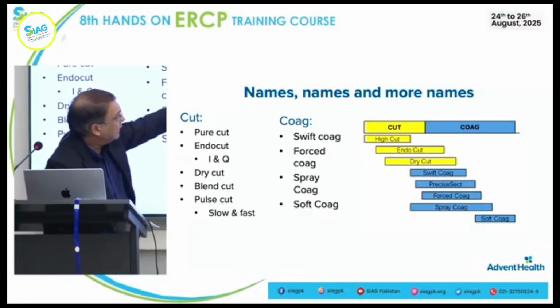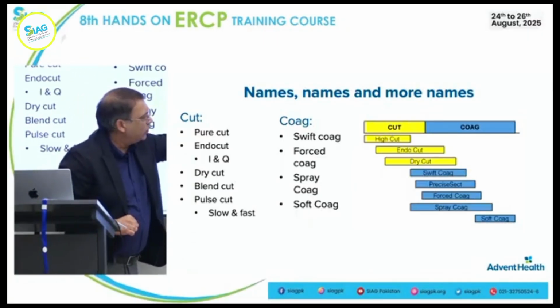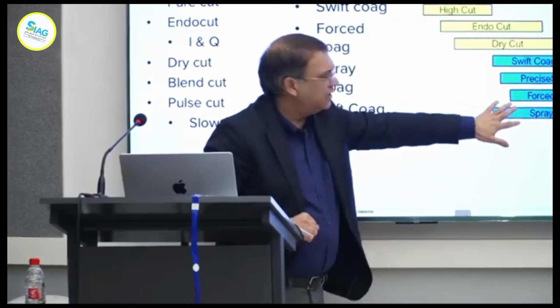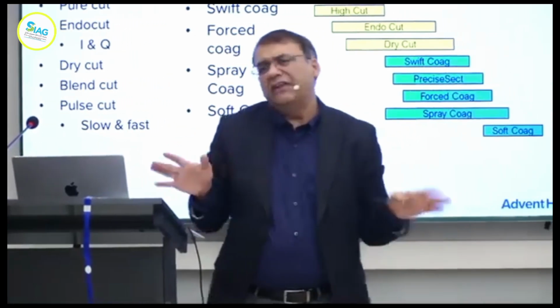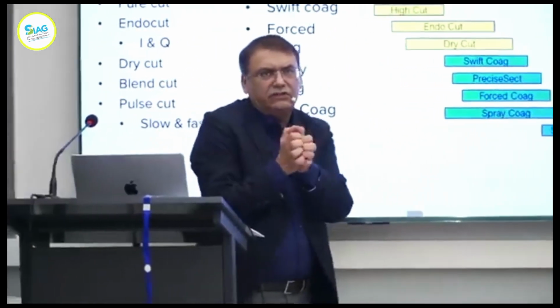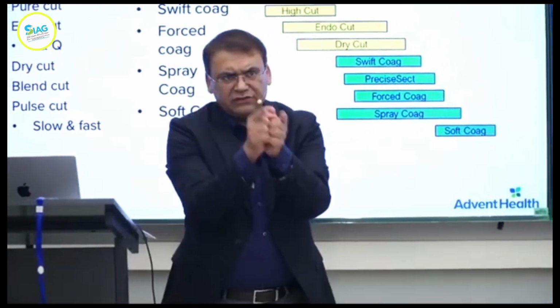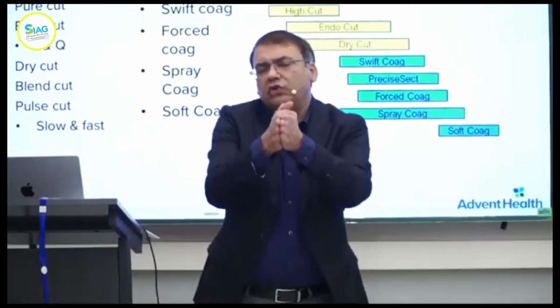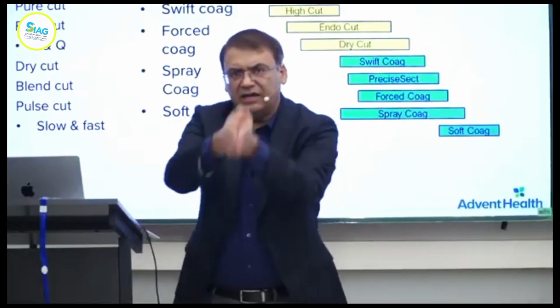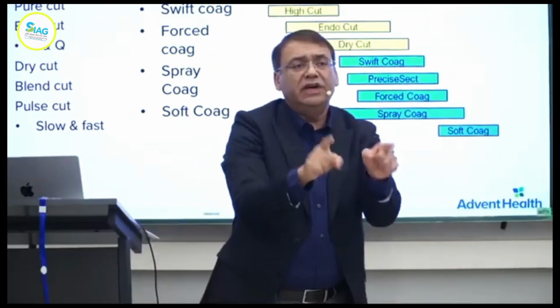And this endocut, I've put it in there, dry cut, swift coag, precise cut. Olympus has a different one, the blended. So that's basically what you need to understand, and the effect. There was a question about the effect. Effect is, you can have a cut and not leave any coag in there. I'm going to give you an example.